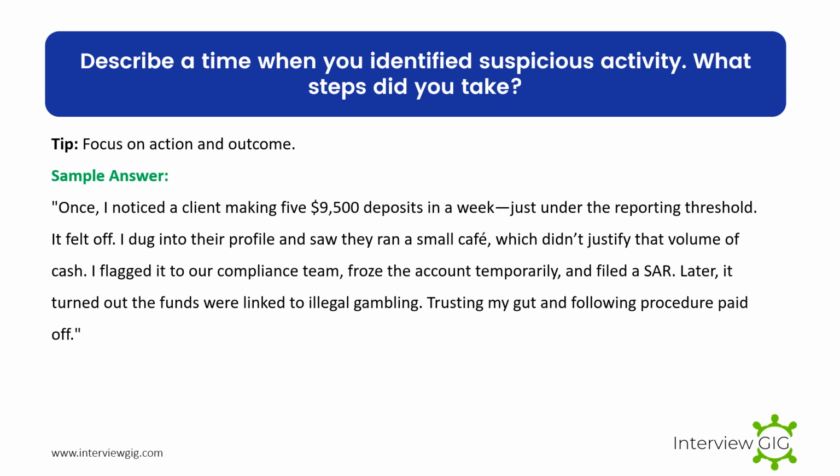Describe a time when you identified suspicious activity. What steps did you take? Tip: focus on action and outcome. Sample answer: once, I noticed a client making 5 $9,500 deposits in a week, just under the reporting threshold. It felt off. I dug into their profile and saw they ran a small cafe, which didn't justify that volume of cash. I flagged it to our compliance team, froze the account temporarily, and filed a SAR.